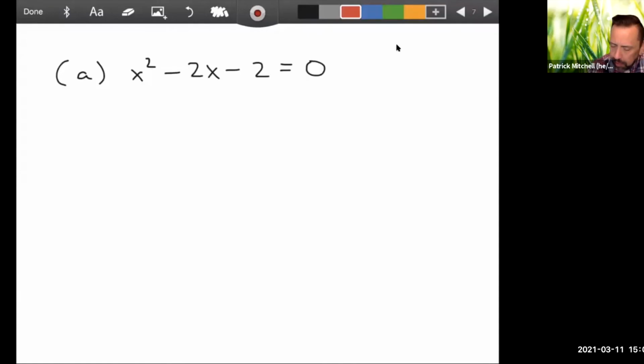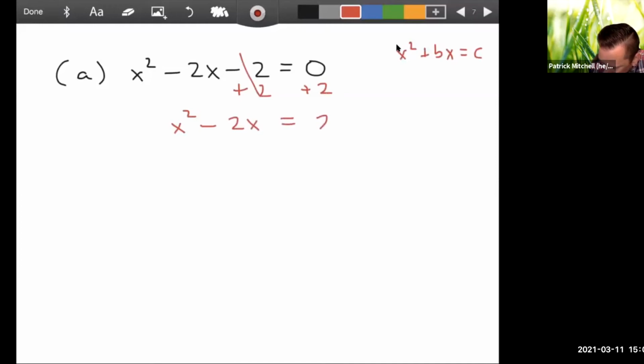All right, first example, x squared minus 2x plus 2. So remember the first step, write the equation in the form x squared plus bx equals c. So in this case, we're just going to take this minus 2 and move that over to the right side. x squared minus 2x equals 2.